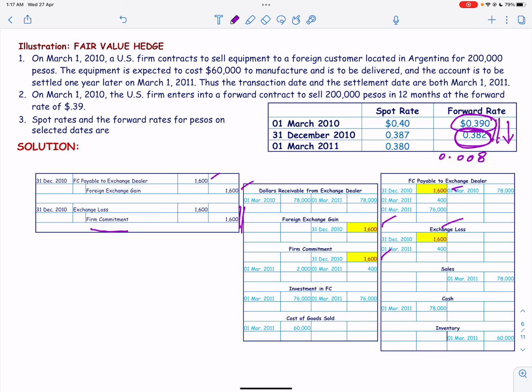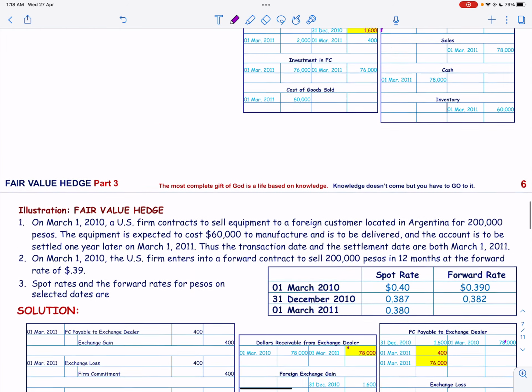On the income statement, the exchange gain of 1600 is reported, as well as the exchange loss of 1600. And on March 1, the transaction date and the settlement date are the same, and let us see how we record it.